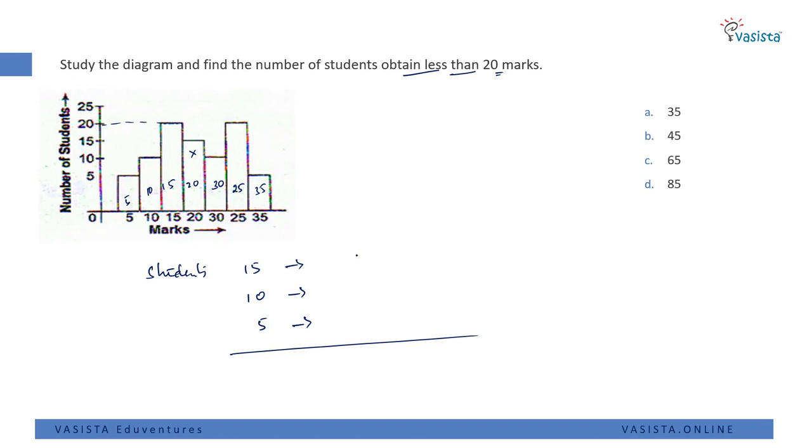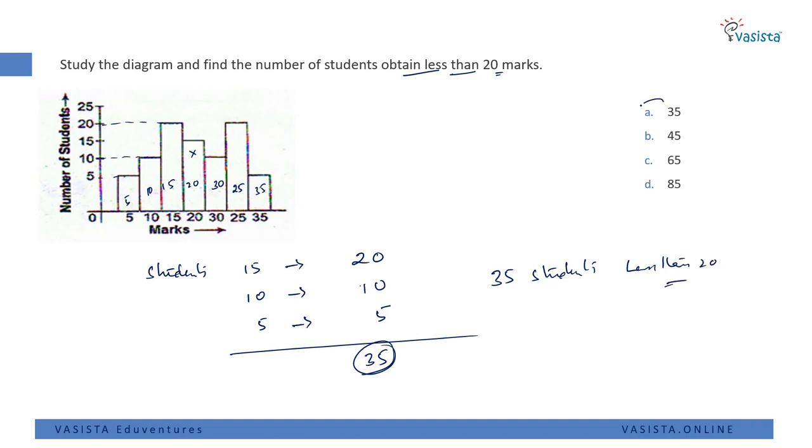This is going to be 20, right? 10 going to be 10, right? 5, that is 5, right? 20 plus 10, 30, 35. So total 35 number of students, 35 students who got the marks less than 20.